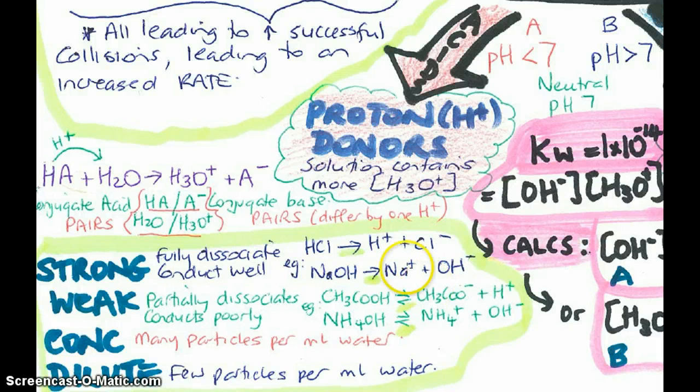Where this doesn't happen is in diprotic acids. For example, sulfuric acid is H2SO4. In that case, if you had 1 mole per litre of sulfuric acid, you'd have twice as much, 2 moles per litre of hydrogen ions, because every molecule of sulfuric acid has 2 H's.